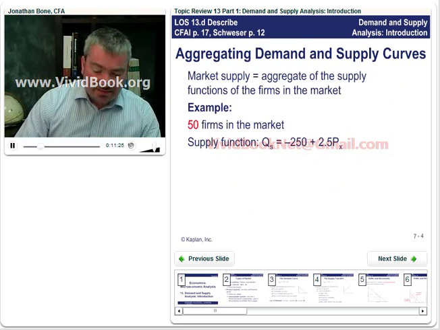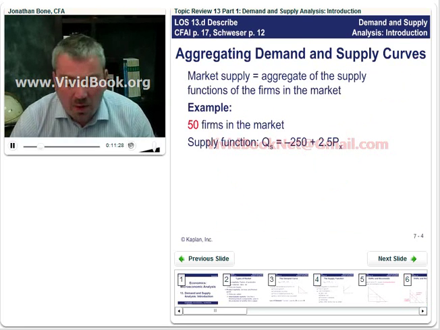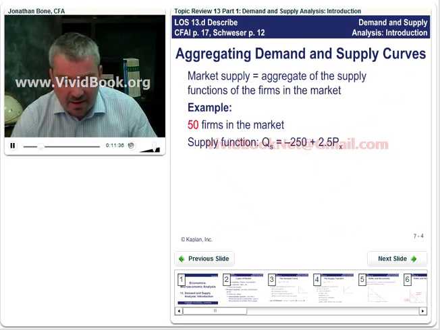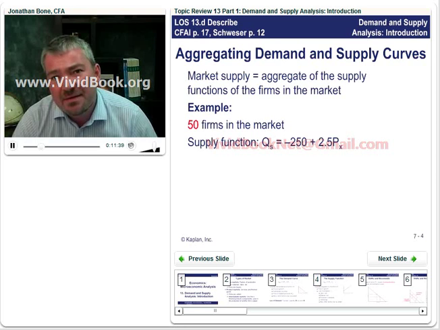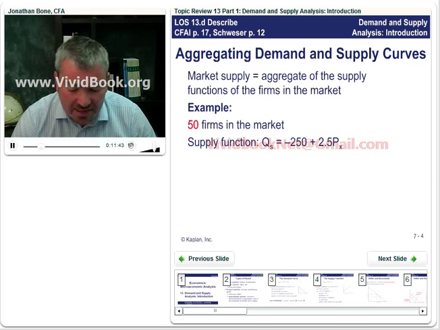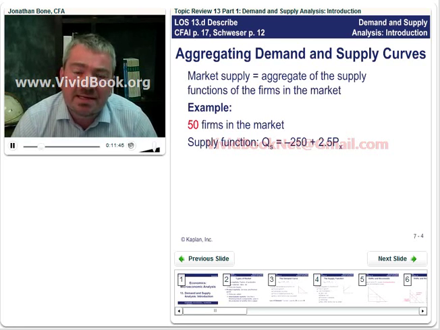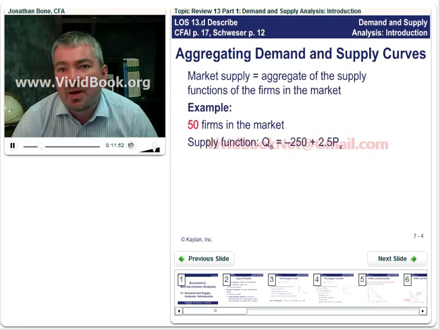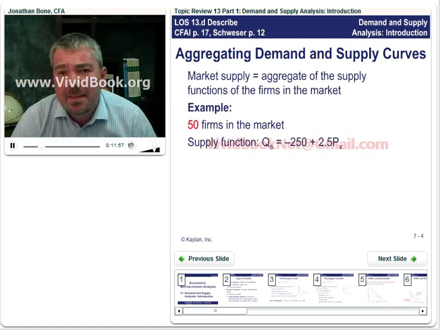Now, the next reading is really rather straightforward. It asks us, what is the process of aggregating demand and supply curves? Now, actually, we've been looking at demand and supply functions, first of all, so what we then need to do is just take our process one step further to look at demand and supply curves. Now, first of all, our demand and supply function, we can see there that we've got a supply function. The quantity supplied equals 250 plus 2.5 px. So we've only got one factor in this model, and that's the price.